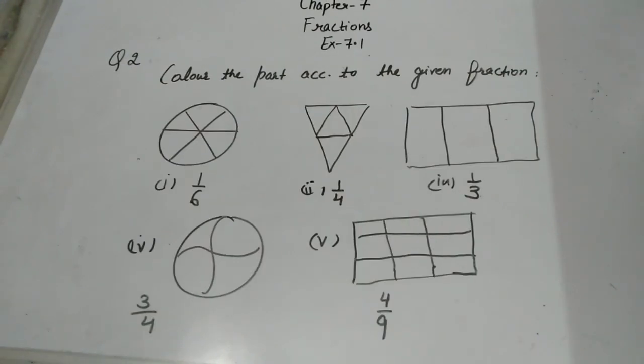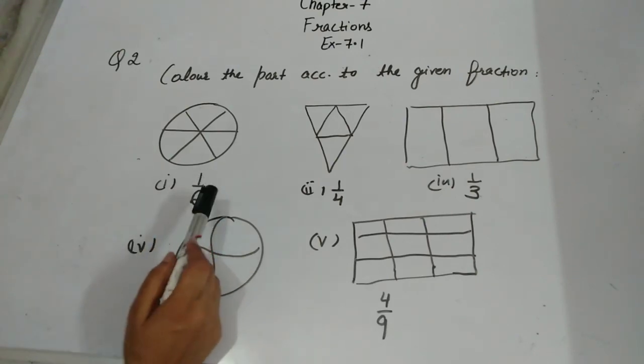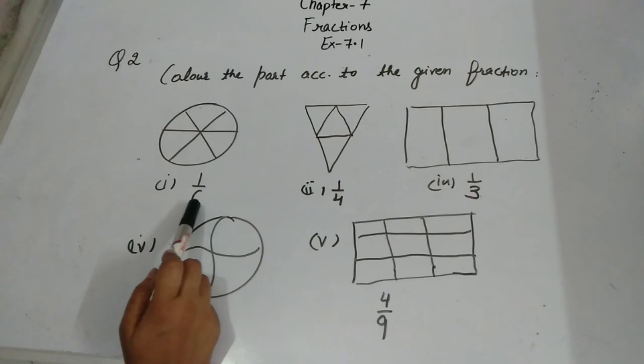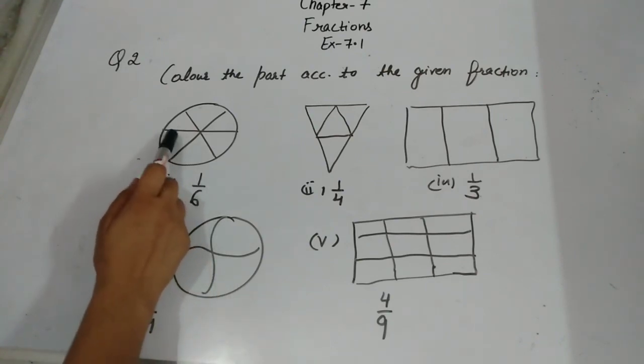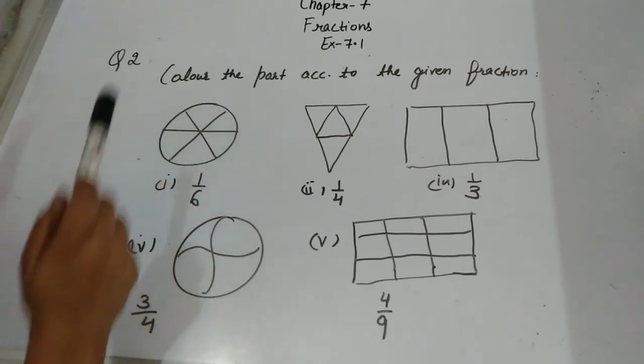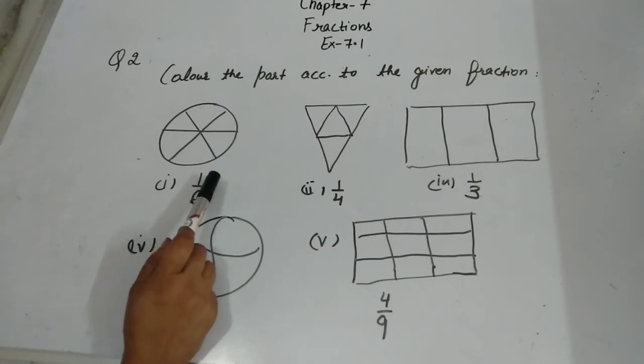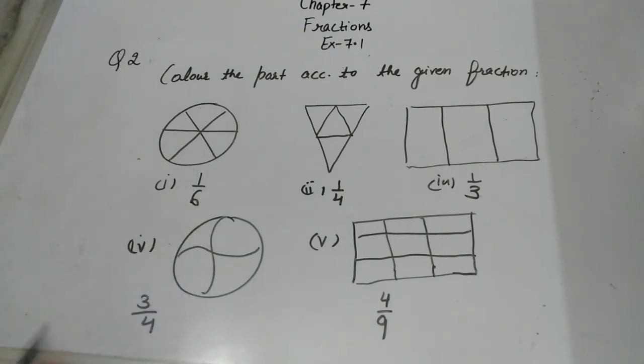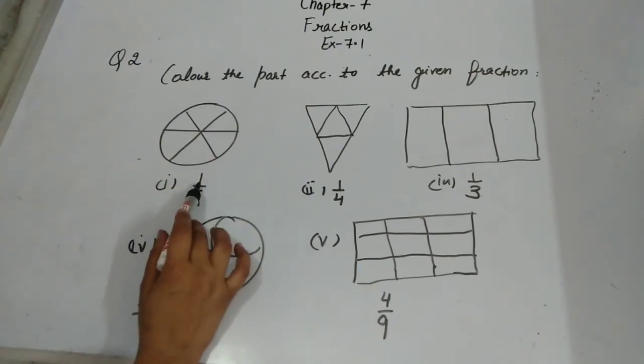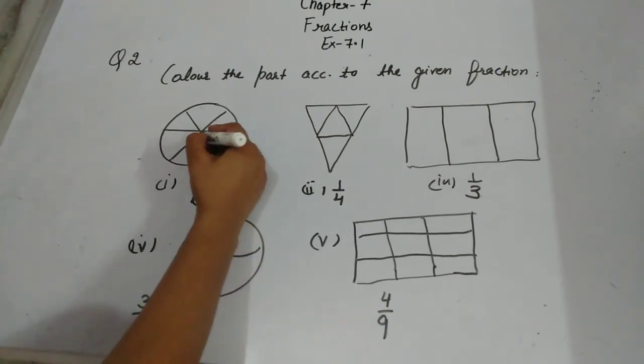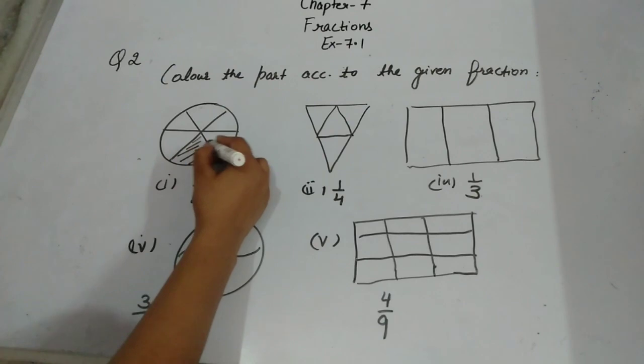Question number 2 is: color the part according to the given fraction. Now fractions are given to you, you have to color the part. So the first part is 1 by 6. 1 by 6 means total parts are 6. Let us calculate. 1, 2, 3, 4, 5, 6. And you have to fill one part of this. So whatever number is written in the numerator, you have to fill that many parts. So 1. So you have to fill this 1.